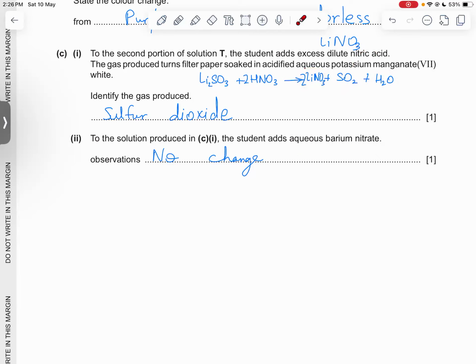Barium nitrate does something when there is sulfate present. Is there sulfate present over here? No. In the product, is there any sulfate present? No. So will there be a white precipitate formed? No.